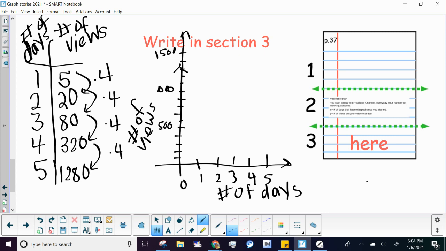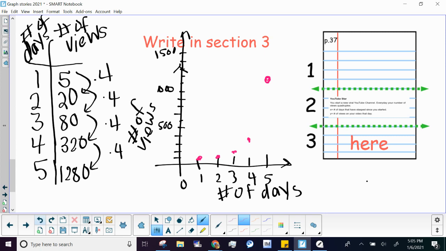Okay, and then last I have to plot my points. Okay, so my first day I had 5, so it's like almost on the x-axis. Day 2 I had 20, it's just a little bit higher. Day 3 I had 80, I'm still not quite at 100. Day 4 I jumped up to 320. And day 5 I was all the way up here at 1,280. Okay, so I've got this whooshing kind of graph.